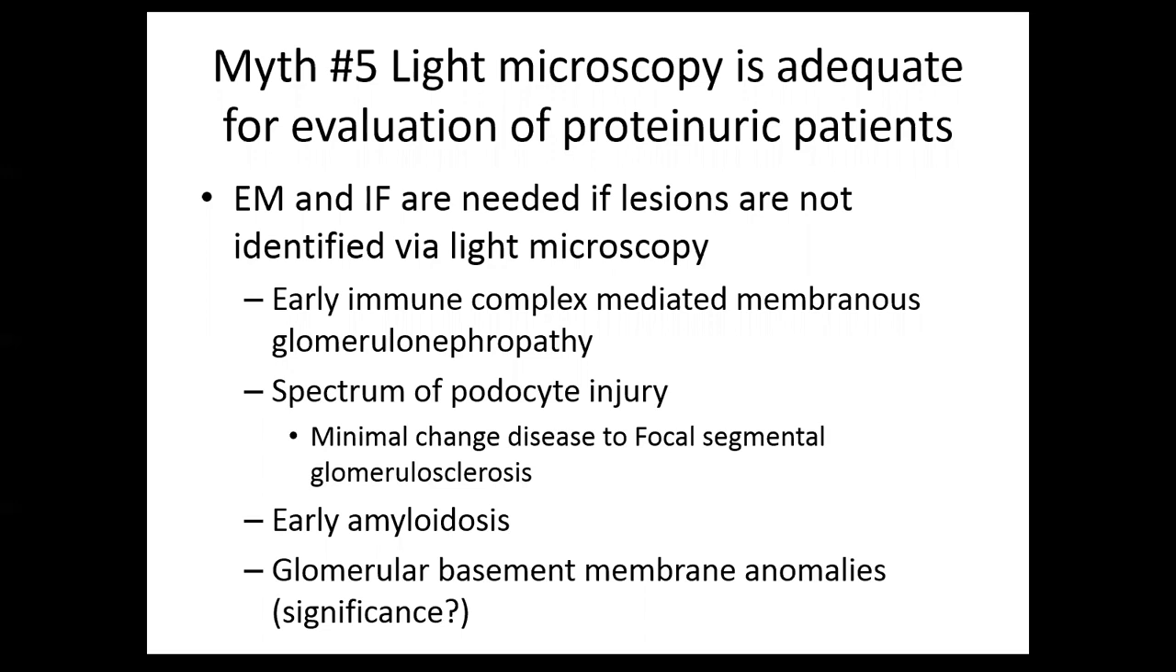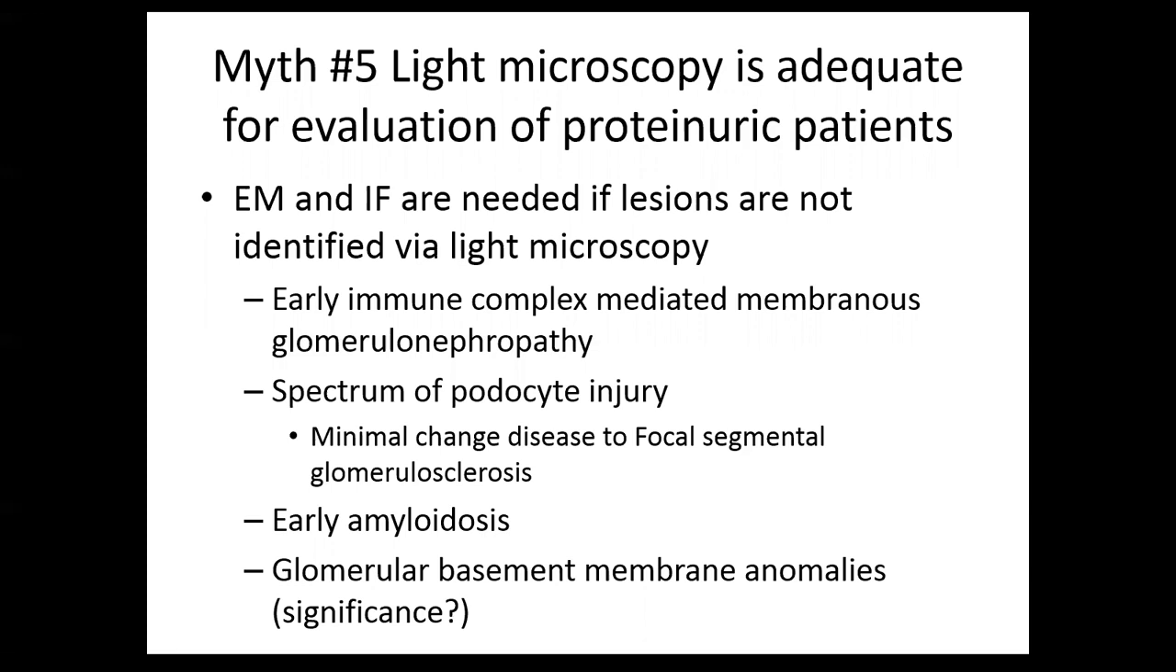And then on the flip side, light microscopy is often all we need for a patient that presents just with acute kidney injury. Because in general, if they only have acute kidney injury and no evidence of proteinuria, then we're probably going to be able to grade that degree of injury on a light microscopy specimen. And so that's why EM and immunofluorescence are often not needed in patients that only have AKI and no evidence of proteinuria. But if you have a proteinuric patient, then you at least need to offer those services.